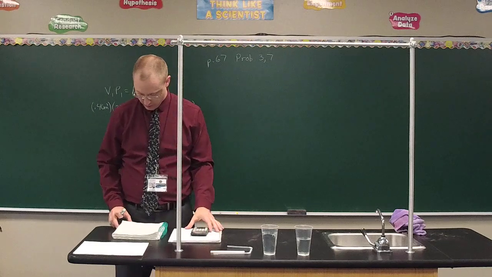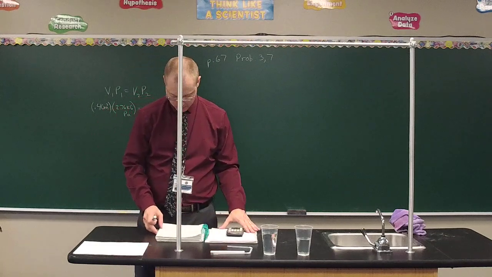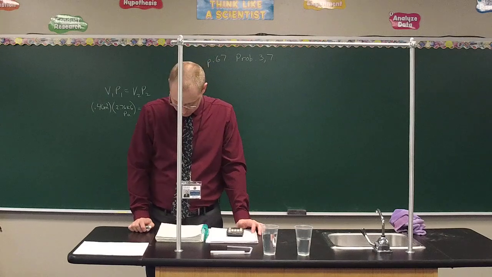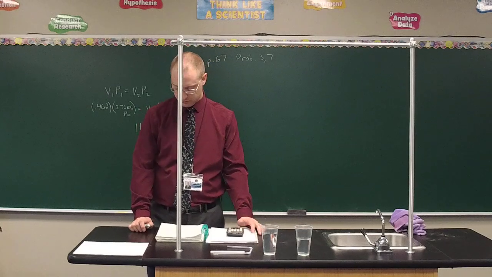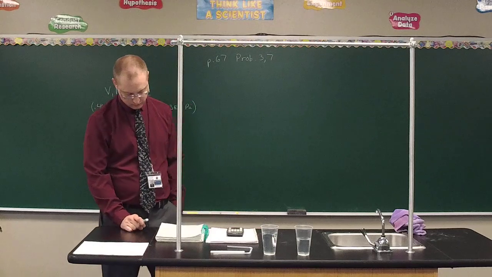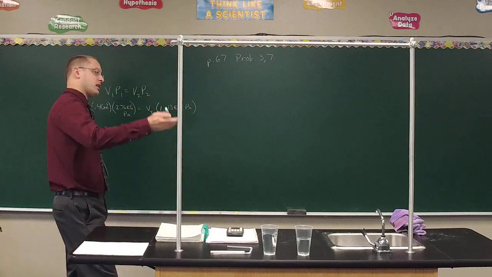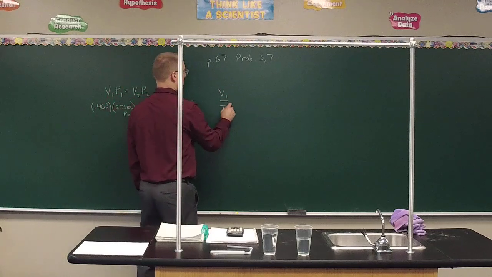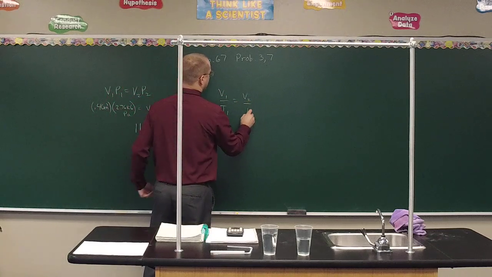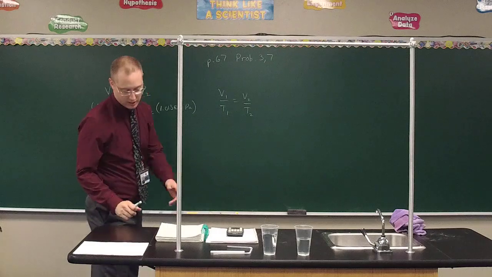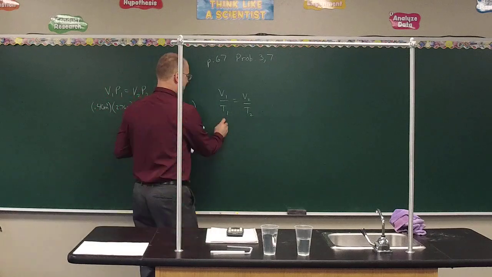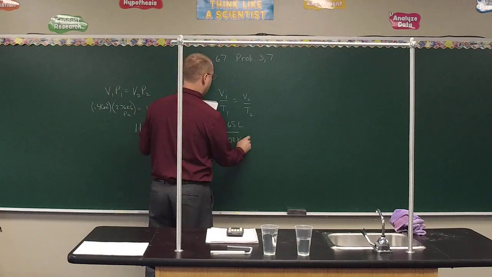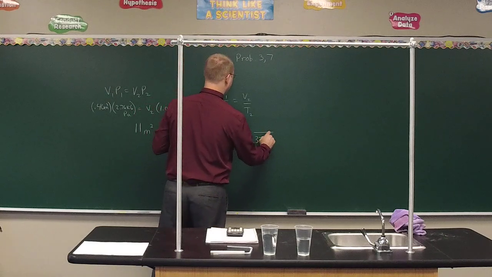All right, and problem number 7. Go and read that for us, Audrey. A balloon filled to a volume of 1.65 liters at 308 Kelvin is heated to 325 Kelvin. What is the new volume of the balloon? Assume the pressure is constant. Since it says assume pressure is constant, you don't have to do pressure, you just do volume over temperature, so basically Charles's law, right? And we plug in the initial volume of 1.65 liters at a temperature of 308 Kelvin, heated up to 325 Kelvin.